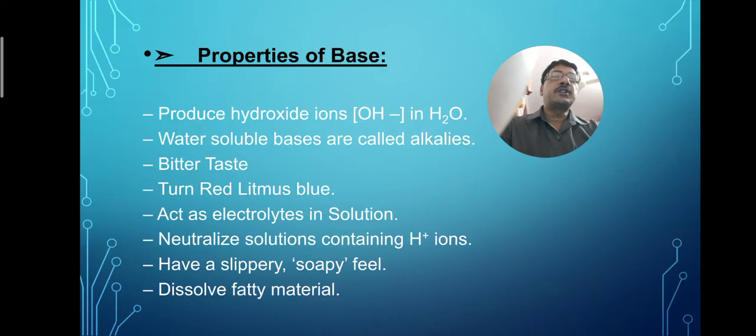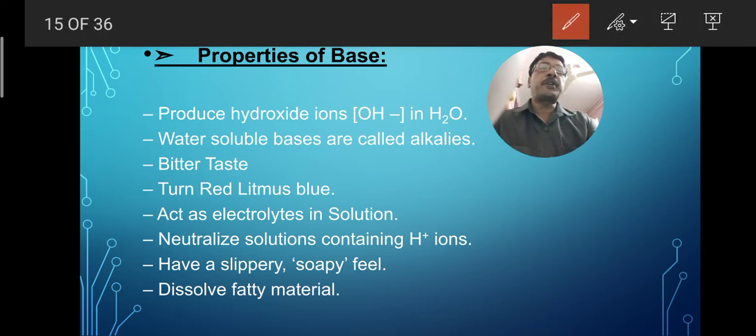The first topic of this chapter is properties of the bases in today's lecture. Let me tell you about the properties of the bases. Number 1. They produce the hydroxide ion when they are dissolved in the water. Whenever we take any base and dissolve it in the water, we'll find it is giving out the hydroxide ion. It is also known as hydroxyl ion.